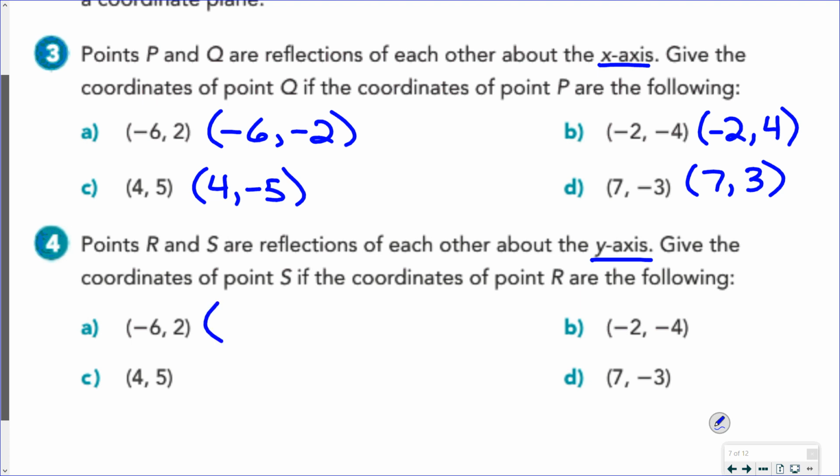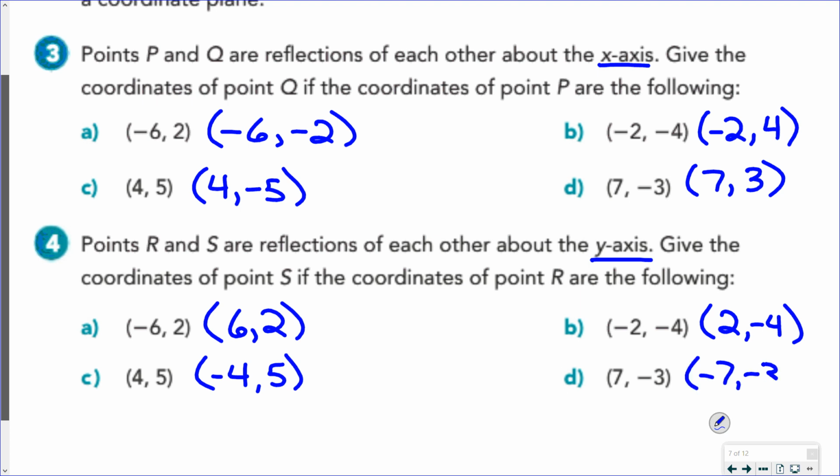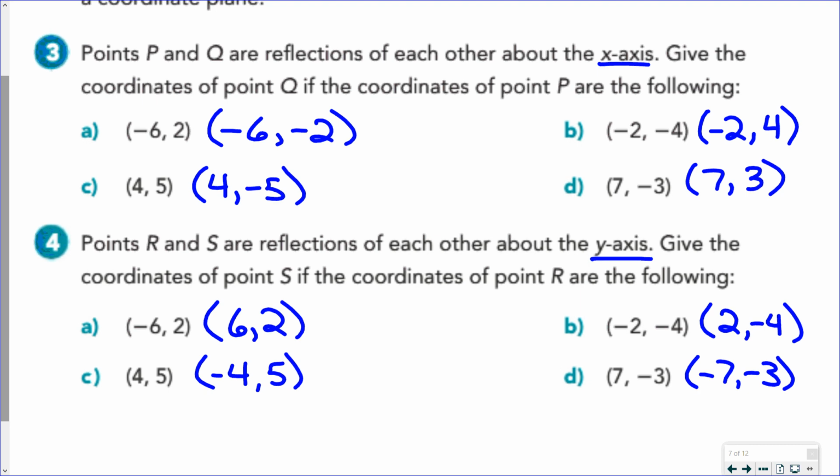Opposite of -6 is 6. 2 stays the same. Opposite of -2 is 2. -4 stays the same. Opposite of 4 is -4. 5 stays the same. And the opposite of 7 is -7, and -3 stays the same.